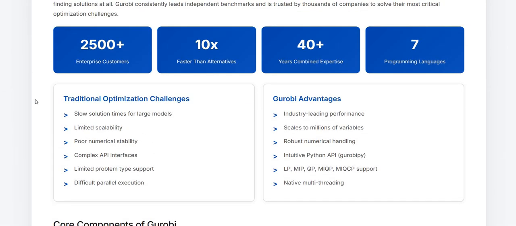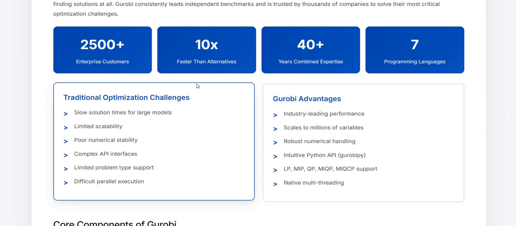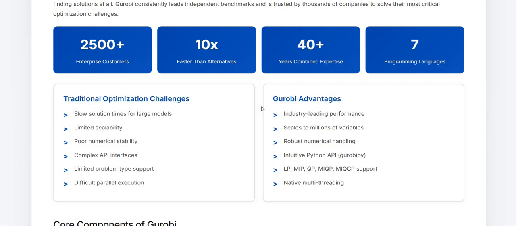Okay, now here are some metrics. Thousands of enterprise users rely on the solver, speedups over alternative approaches are common, the development team brings decades of combined experience, and the solver integrates with a broad range of programming environments. So each of these points connects directly to whether a tool fits into a production workflow.